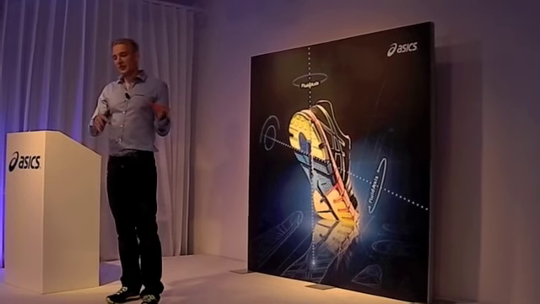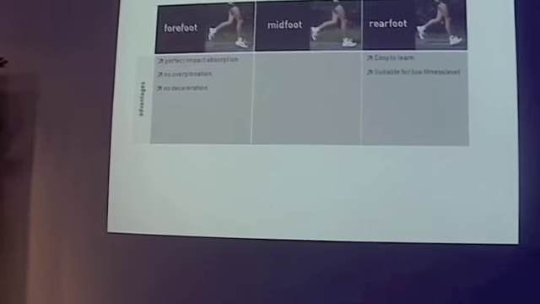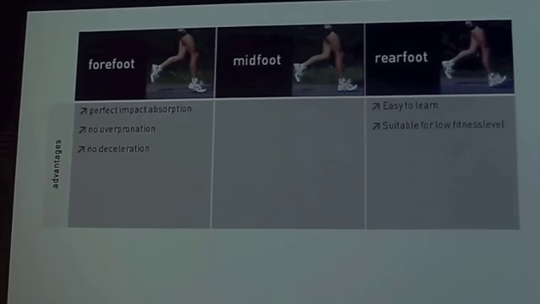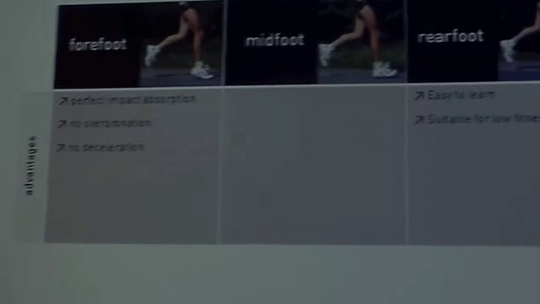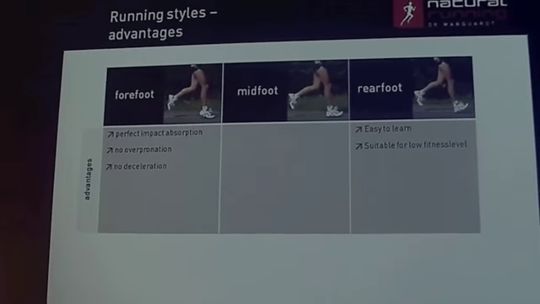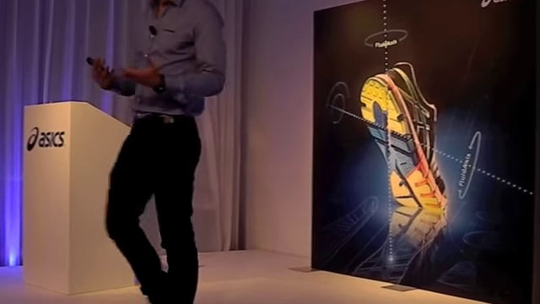So to put the advantages and disadvantages together for the running styles, for forefoot, the advantage is perfect impact absorption, because you all know this, when I'm jumping like that, it's something different to jumping like that. So we have perfect impact absorption running on the forefoot.